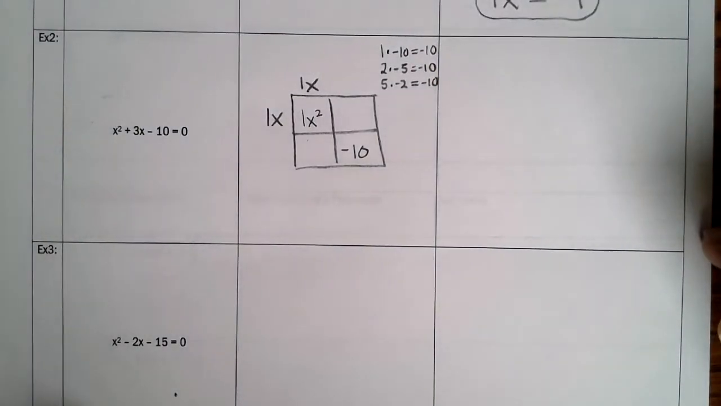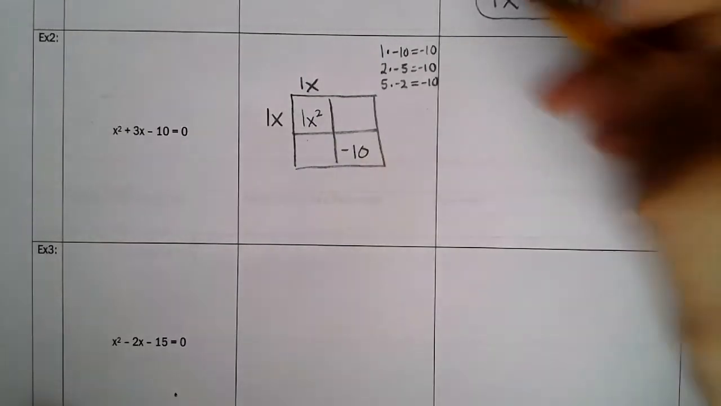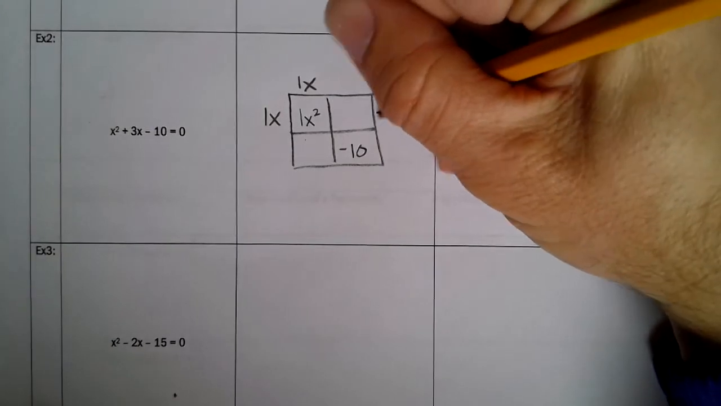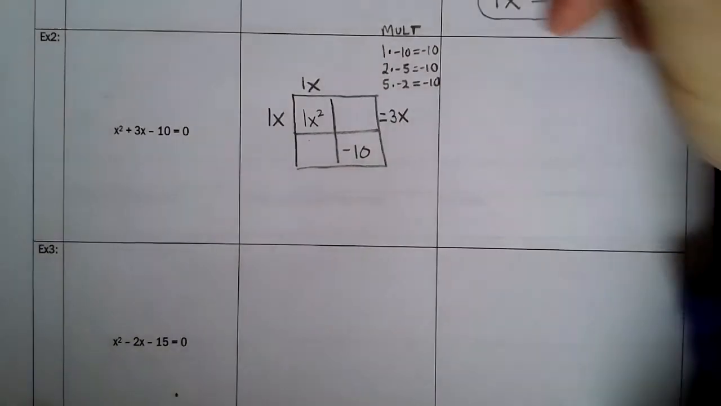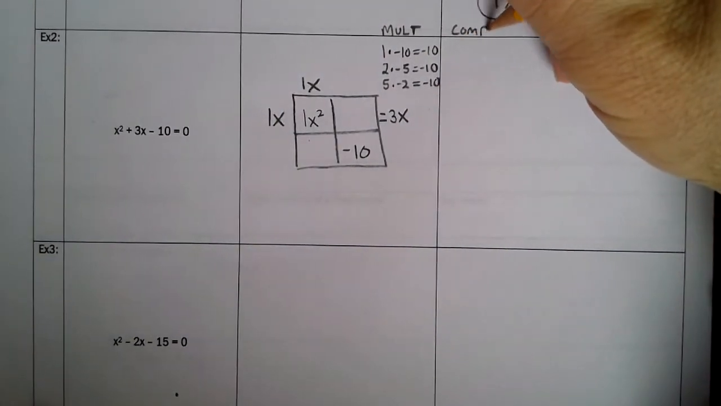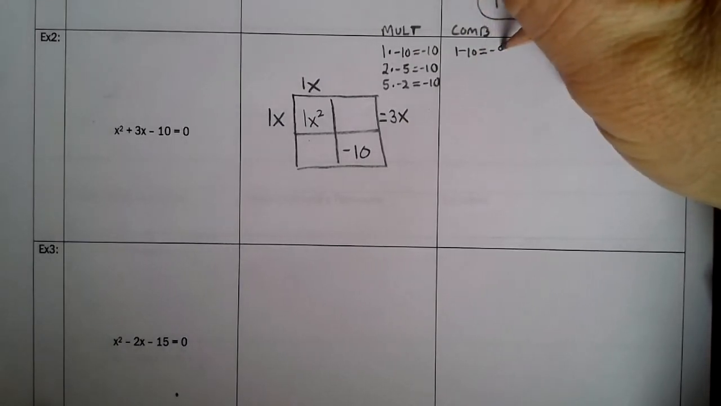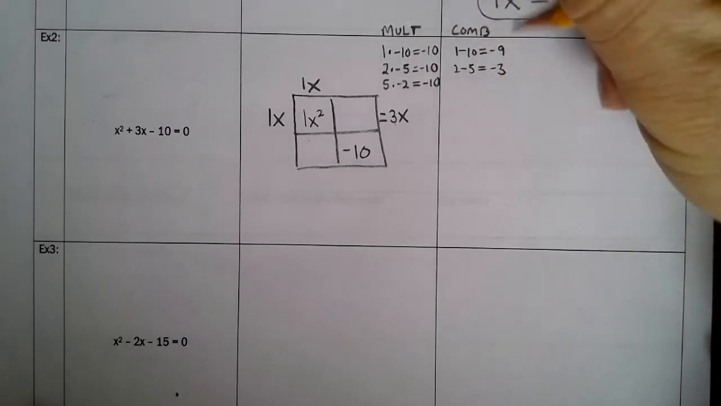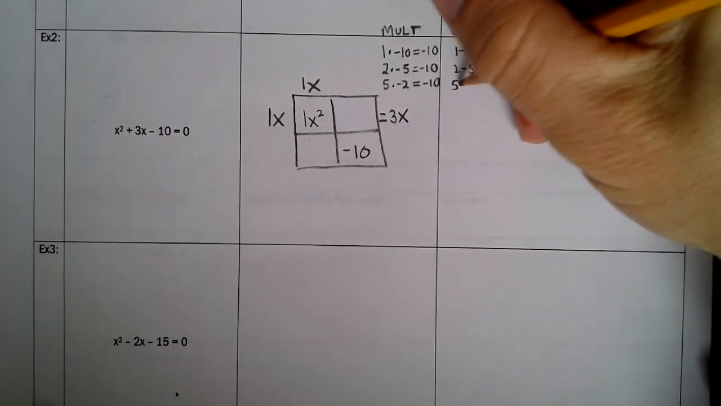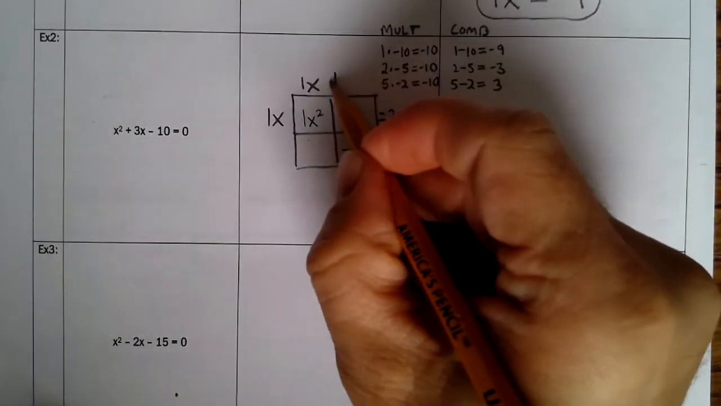Okay? And I think I'm going to have to steal some space from here for this problem. Okay? Now we need to find the middle term. And you do that. So here we multiply. Here we combine. Okay? So now we combine. 1 minus 10 is negative 9, not a positive 3. 2 minus 5 is a negative 3, not a positive 3. 5 minus 2 equals positive 3. So that's your combination. So it's x plus 5 and x minus 2.